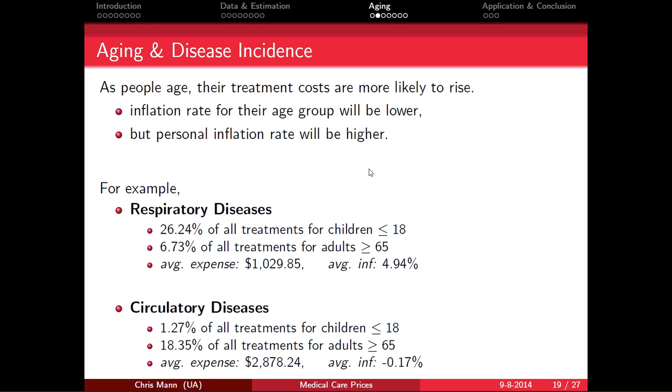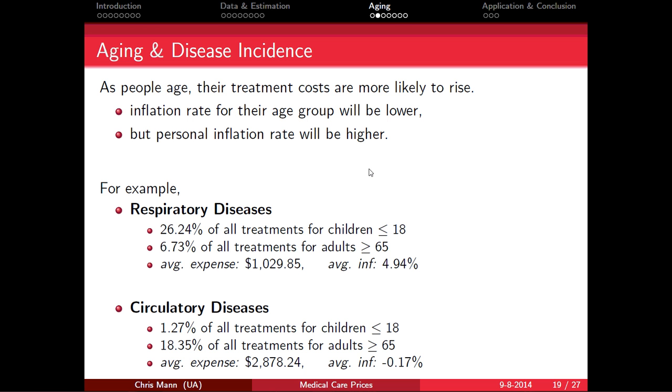So, what does that mean? Well, first of all, when people age, their treatment costs are more likely to rise, like I just said. And so that would mean that the inflation rate for that particular age group is going to be lower than others. So the inflation rate for elderly individuals should be lower than the inflation rate for, say, 10-year-old kids.